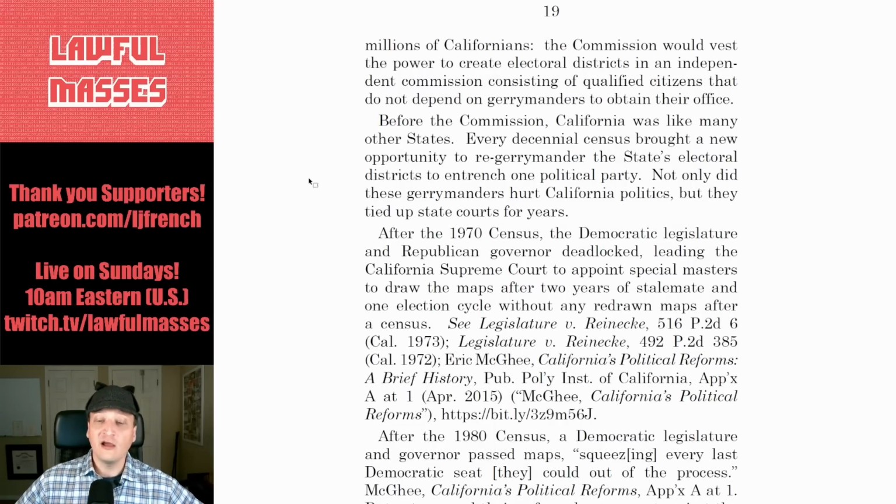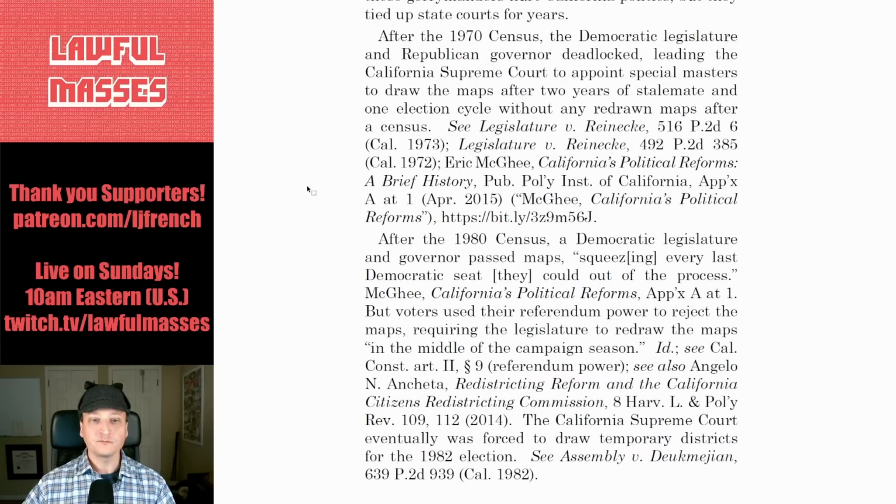Before the commission, California was like many other states. Every decennial census brought a new opportunity to re-gerrymander the state's electoral districts to entrench one political party. Not only did these gerrymanders hurt California politics, but they tied up state courts for years. After the 1970 census, the Democratic legislature and Republican governor deadlocked, leading to the California Supreme Court appointing special masters to draw the maps after 2 years of stalemate and one election cycle without any redrawn maps after a census.